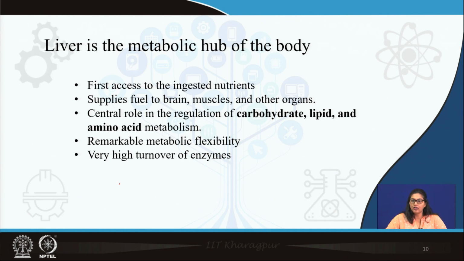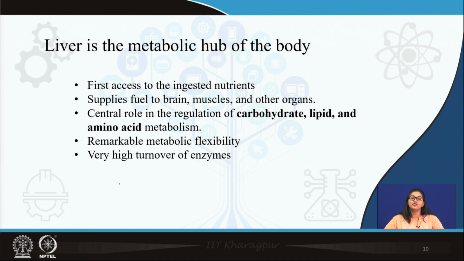So, as I told you already, liver is the metabolic hub of our body, because liver gets the first access to the ingested nutrients. The portal vein is the connection from the GI tract, via portal vein nutrients come to the circulation first to liver, and then liver decides their distribution. So, that is the supply of fuel to brain, muscle and all the other organs, and definitely all this metabolism, carbohydrate, lipid, amino acids, is centrally regulated in liver.